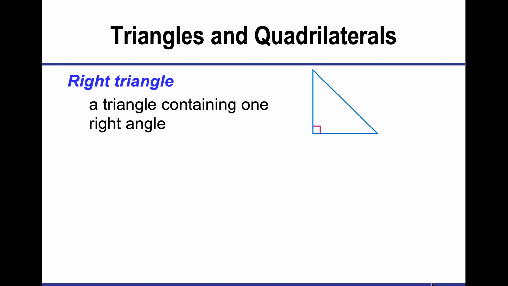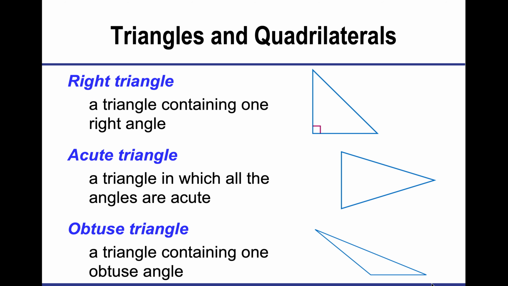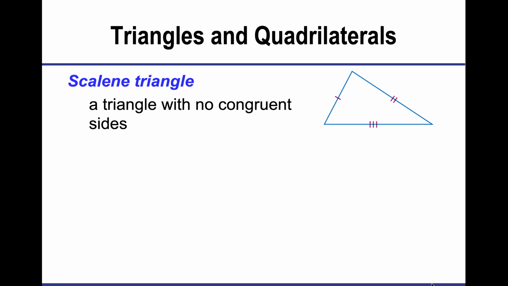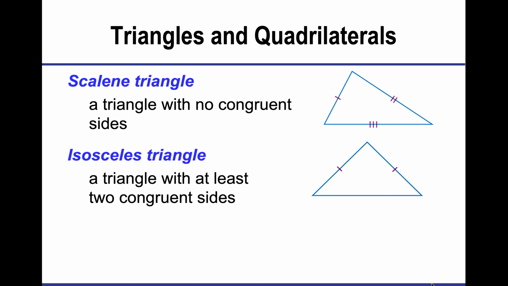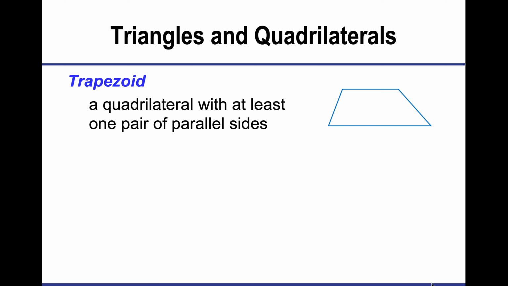A right triangle is a triangle that has one right angle. An acute triangle is where all angles are less than 90 or acute. And an obtuse triangle has one obtuse angle, no more than one. A scalene triangle is a triangle with no congruent sides. An isosceles triangle is a triangle with two congruent sides. And an equilateral triangle is a triangle with three congruent sides.